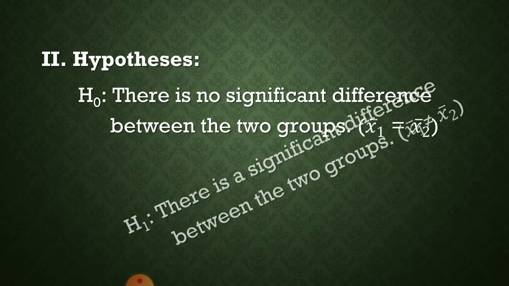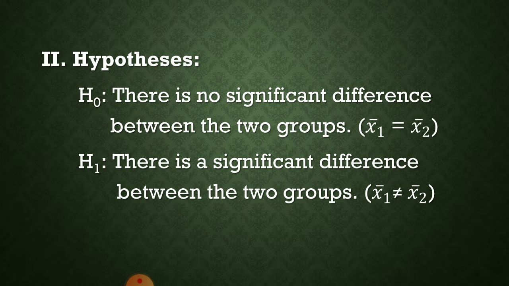And for the alternative hypothesis, there is a significant difference between the two groups, or we can denote it as x sub 1 bar is not equal to x sub 2 bar. So they are not equal because they do possess a significant difference. Notice from our alternative hypothesis that this is a non-directional test, meaning to say, we'll be using a two-tailed test.